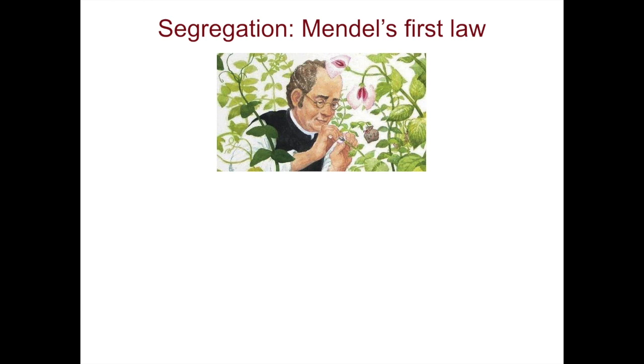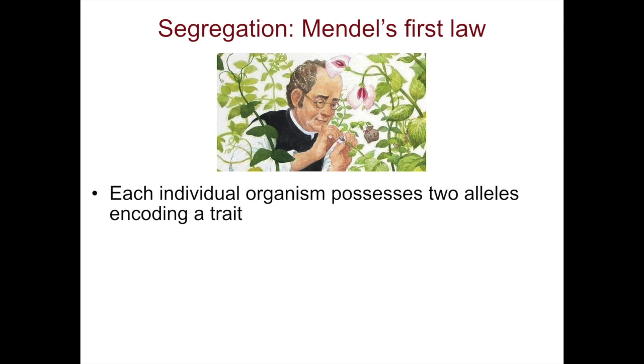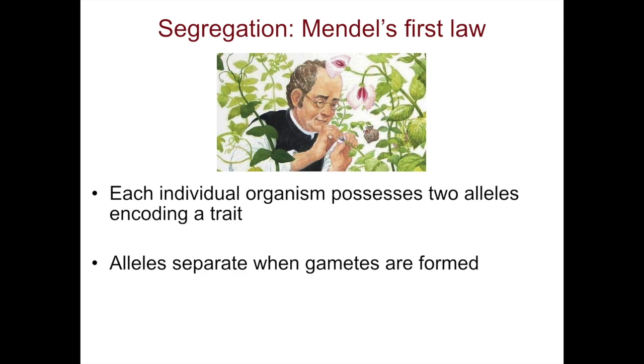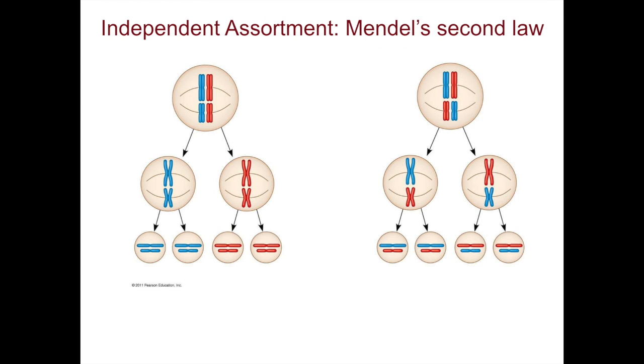Mendel's first law, the law of segregation, states that each individual organism possesses two alleles encoding a trait. Alleles separate when gametes are formed, and these alleles separate in equal proportions. Mendel's second law of independent assortment states that alleles at different loci separate independently.